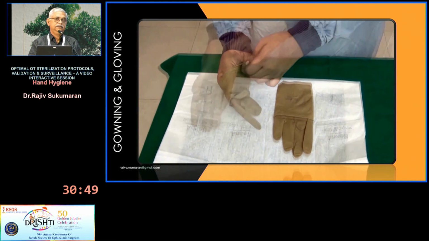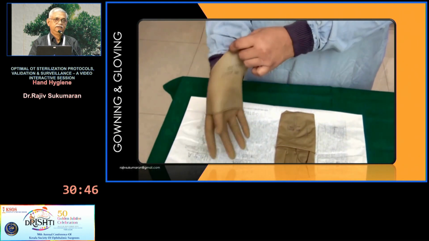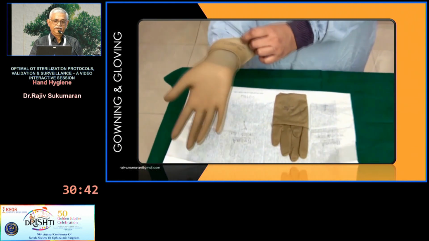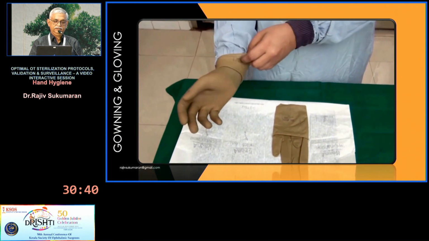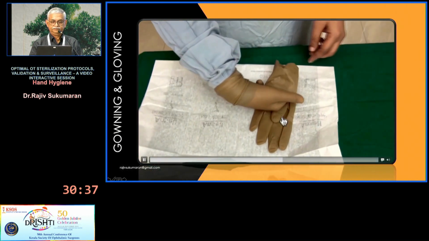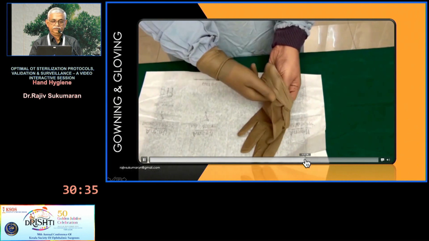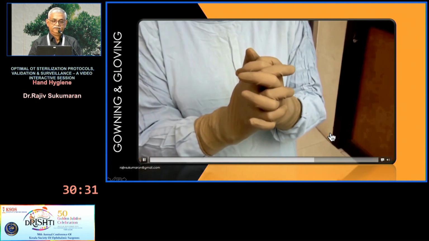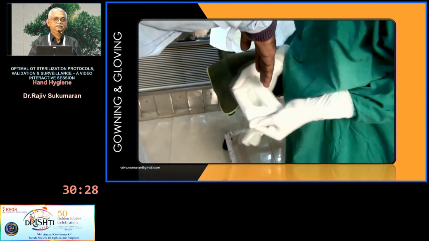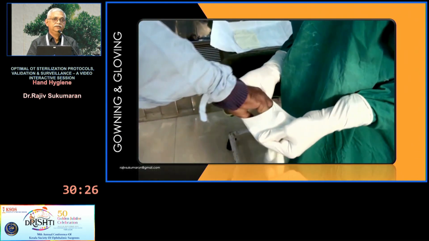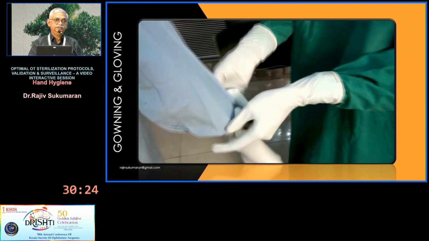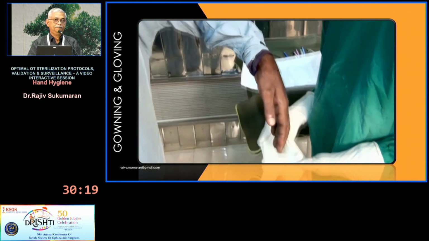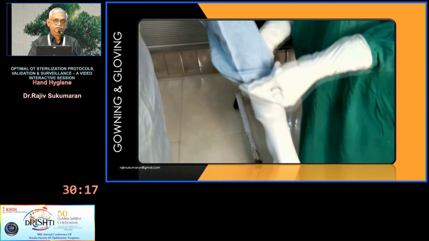gloves, which is the nitrile gloves, recommended for ophthalmic practice. This is the way of using the nitrile glove. The same method we follow, and that's the way it is done. The other way we do is the assisted way. The scrub nurse holds the glove for you and you introduce your hand into it. This is yet another way of wearing the glove.